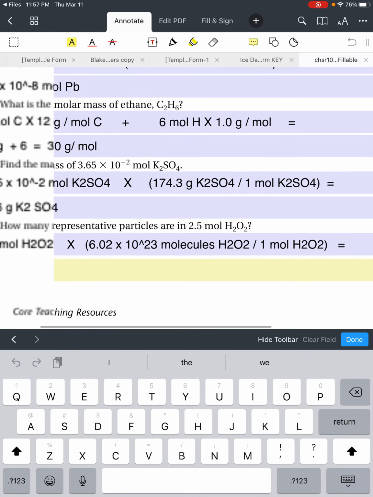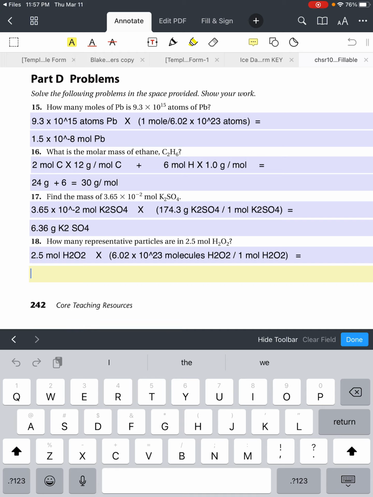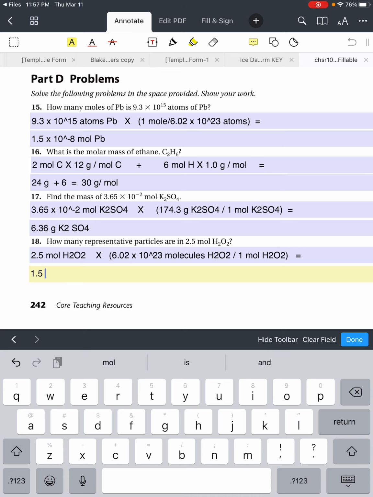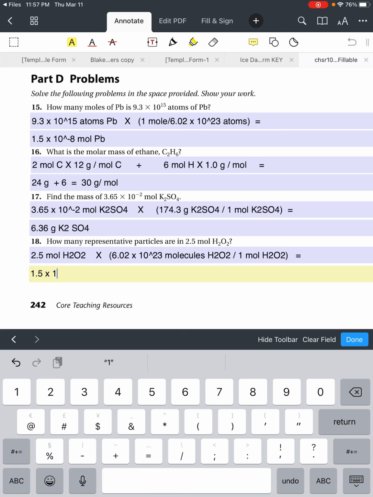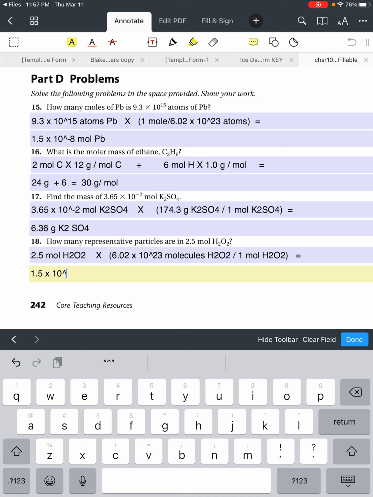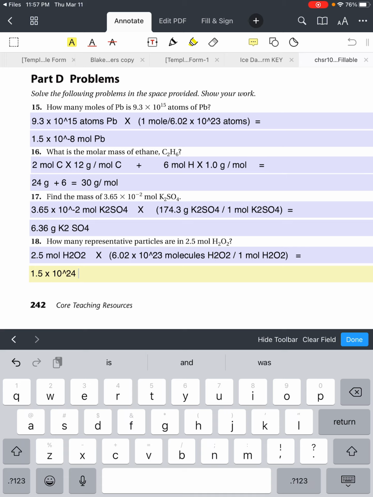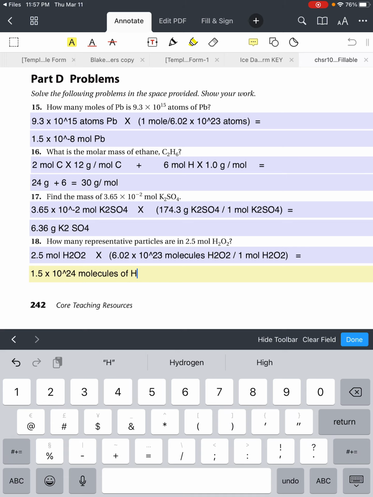Okay, right here. So when you do the math and you do the total number of particles, you will get 1.5 times 10 to the, 2 times 6 is 12, so that's going to raise that one more power, times 10 to the 24th molecules, which is the representative particle for the molecular compound hydrogen peroxide, 1.5 times 10 to the 24th molecules of hydrogen peroxide, which is H2O2.